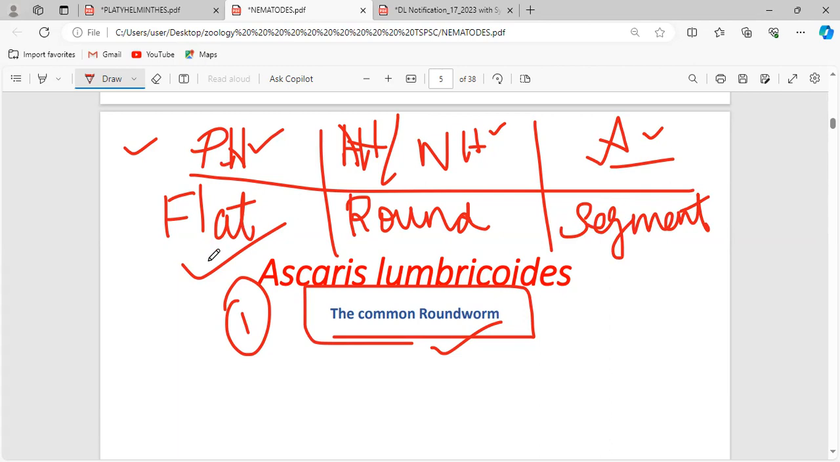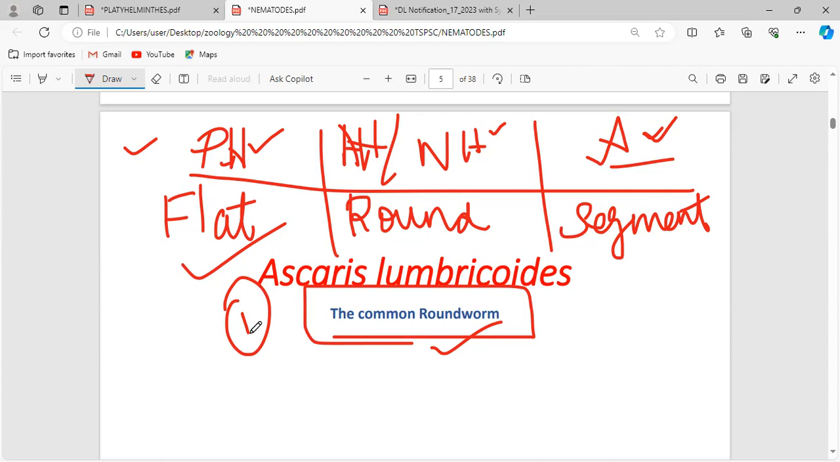The examples for Platyhelminthes are Taenia solium, Fasciola hepatica, liver fluke and so on. For Nemathelminthes, the roundworm, the best example is Ascaris. And for Annelida, the perfect example is earthworm. So you have to remember which is monoecious, which is dioecious. In these three phyla, which has true coelom, which is acoelomate, and which is pseudocoelomate. Based on fertilization, which phylum has internal and which has external fertilization. And for development, which phylum has direct and which has indirect development.